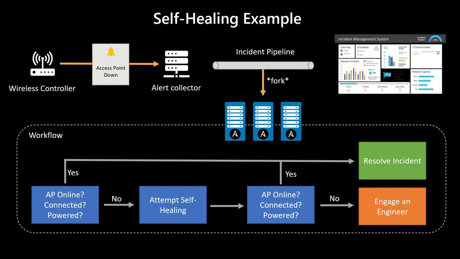Now, when that wireless controller sends our alert collector the access point down notification, our system grabs that alert and it'll actually run that playbook while also creating a ticket. So the engineer will see that they have a ticket in their queue, they'll get an email, and we'll instantly start working on it.